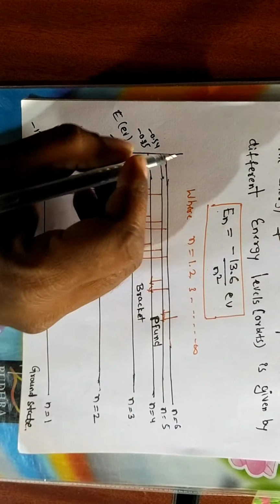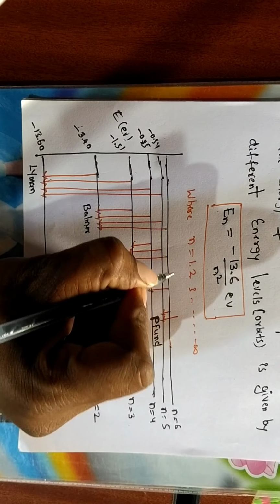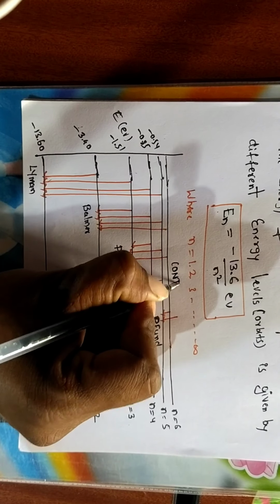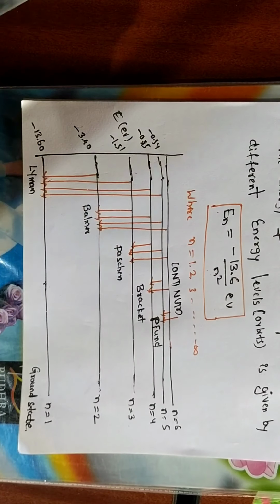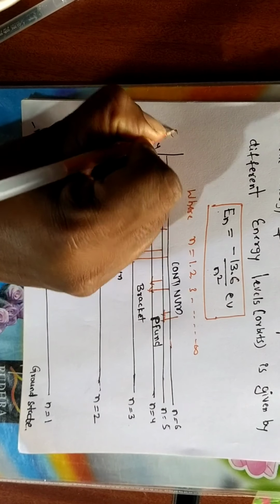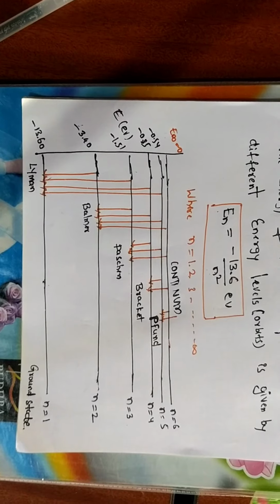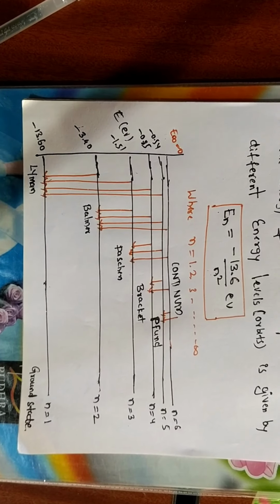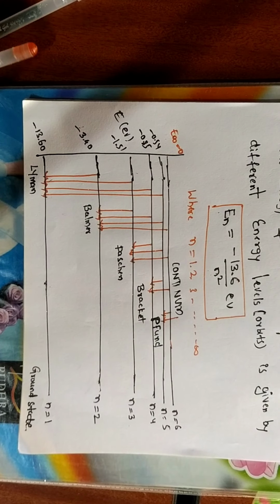And the last one, infinity. This one you call the ionization state, or quantum. Higher states we call quantum. When it goes to increasing order, to the higher state, at that time its energy value E infinity is equal to 0. This one we call the energy level diagram of the five spectral series, that is Lyman, Balmer, Paschen, Brackett and Pfund series.